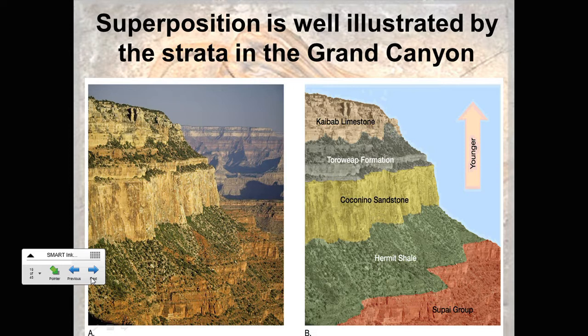Here's a picture of superposition. In the Grand Canyon, you see all these different layers. The one at the bottom, that Supai group, must be old because it's at the bottom, and the youngest, the Kaibab limestone at the top, must be the youngest because it's at the top.